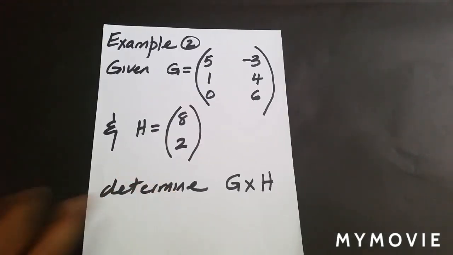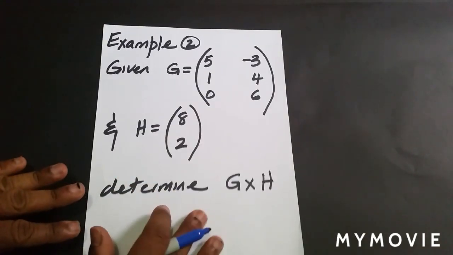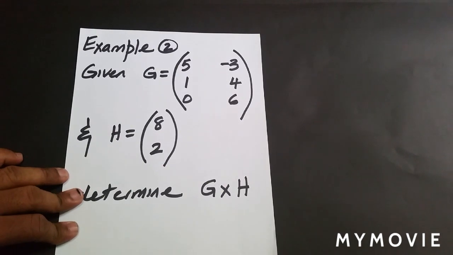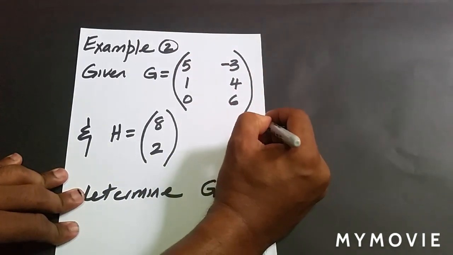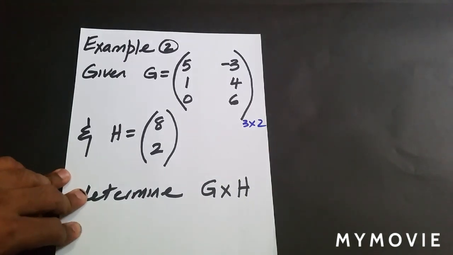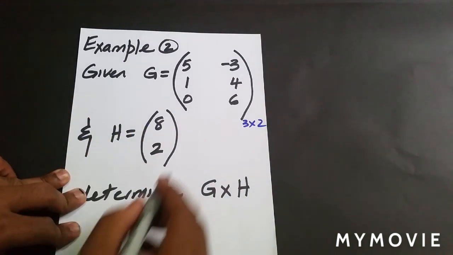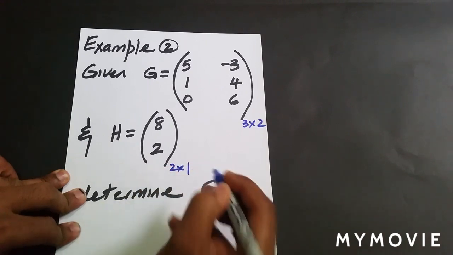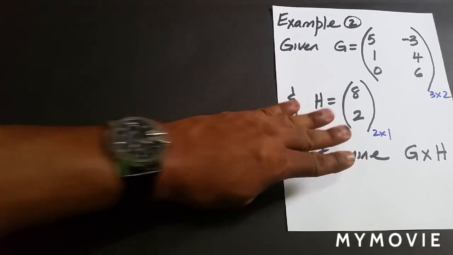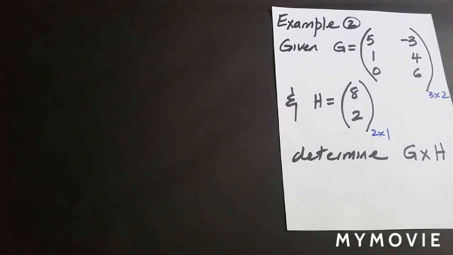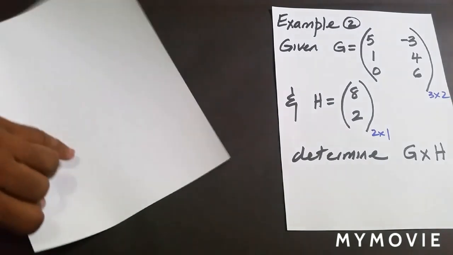First of all, it is always a good idea to write the order quickly. So what's the order of this matrix? We have 3 rows and 2 columns. So the order of matrix G is 3 by 2, and the order of matrix H is 2 by 1. So we know the order, which is going to be very important before we attempt to multiply. So let's get into the business of multiplying.